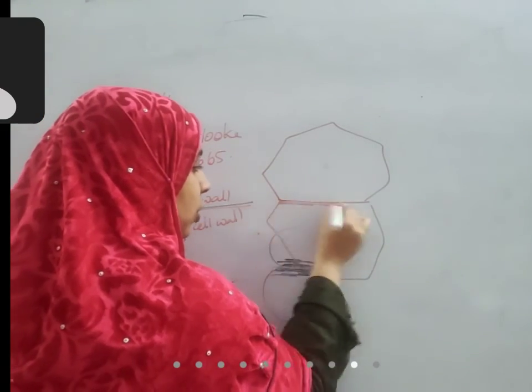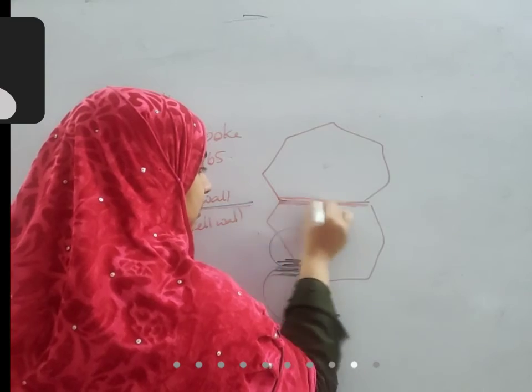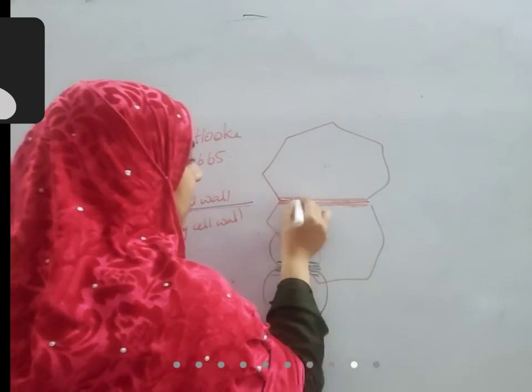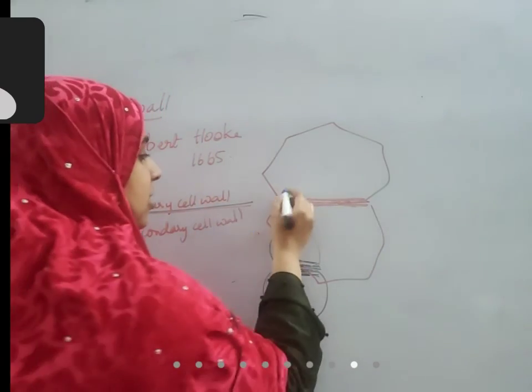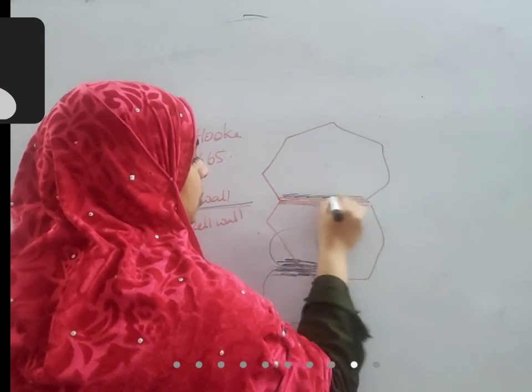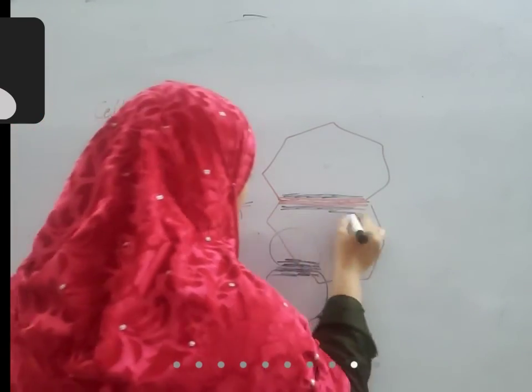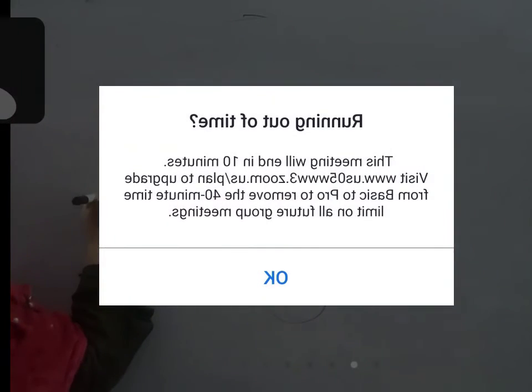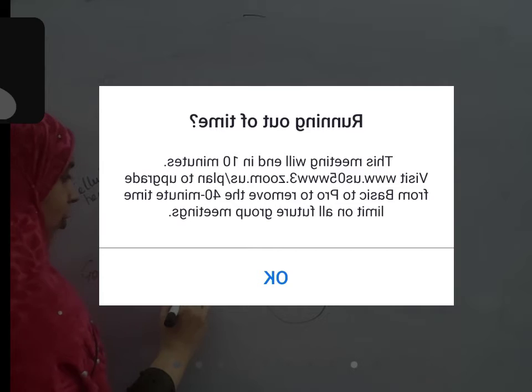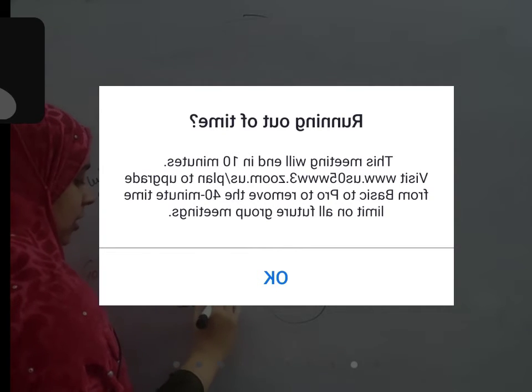So primary cell wall starts depositing like this around the middle lamellae. After that, secondary cell wall deposits. So what is primary cell wall composed of? Primary cell wall is usually composed of cellulose, hemicellulose, whereas secondary cell wall is composed of cellulose.